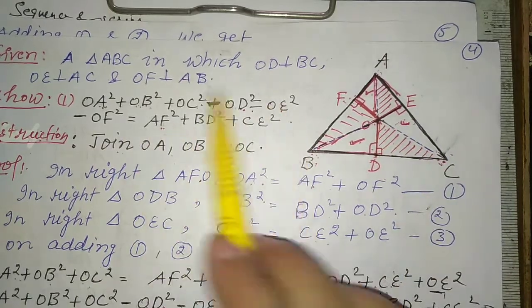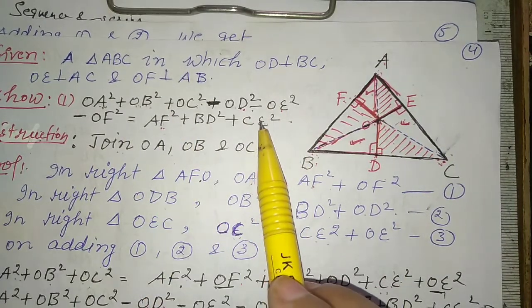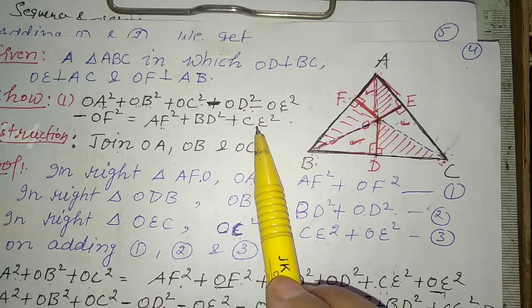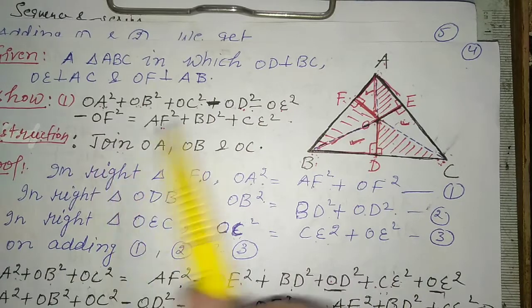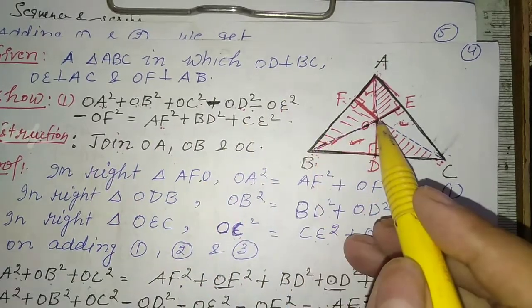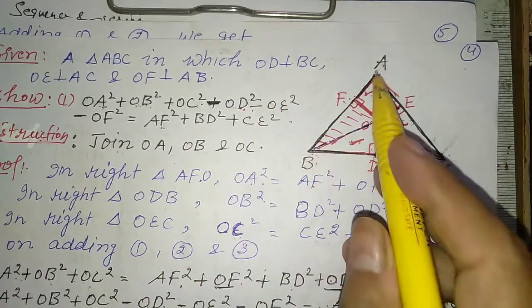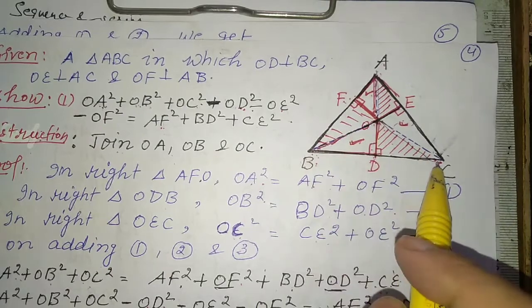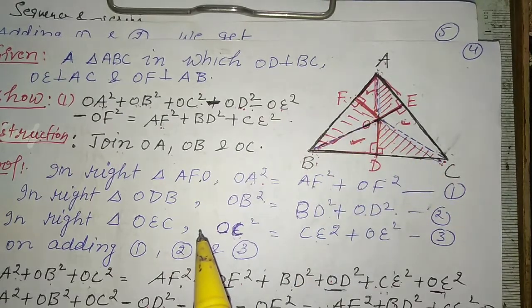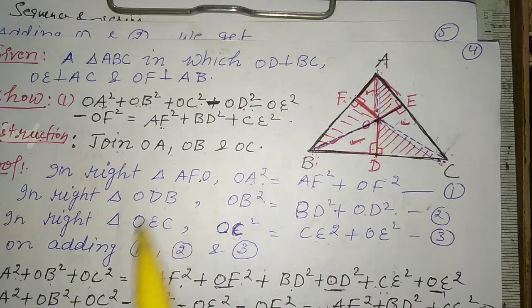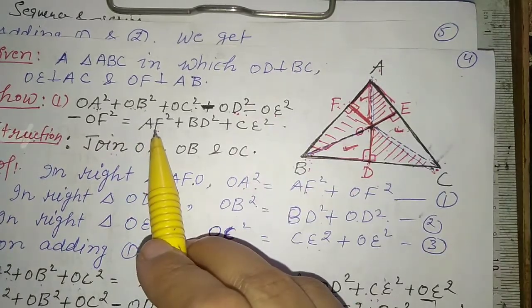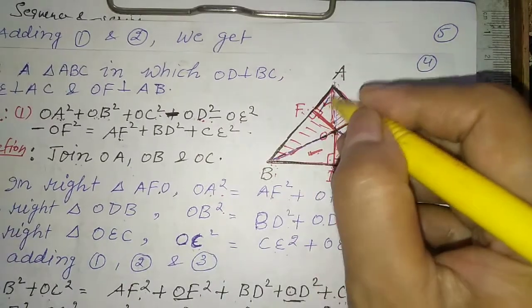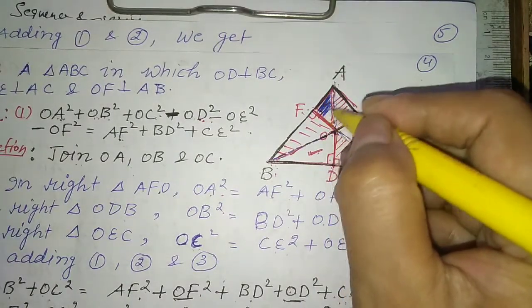According to these points we will choose the triangles. What construction have we done here? We will join OA, OB and OC, these 3 points. Now we will choose triangle AFO, because we want AF square.